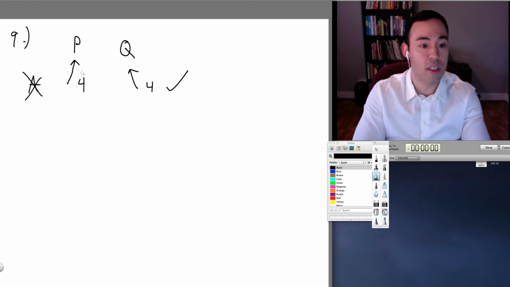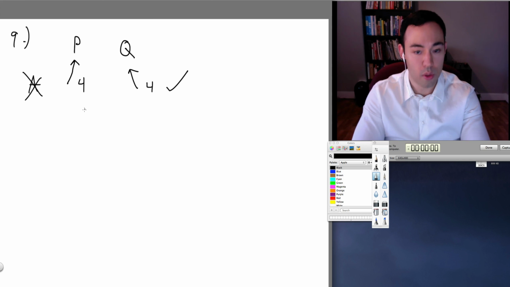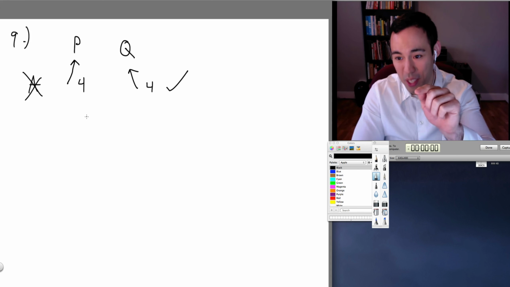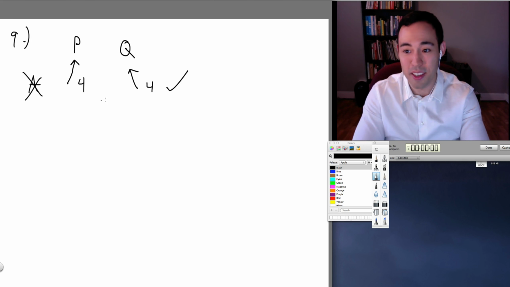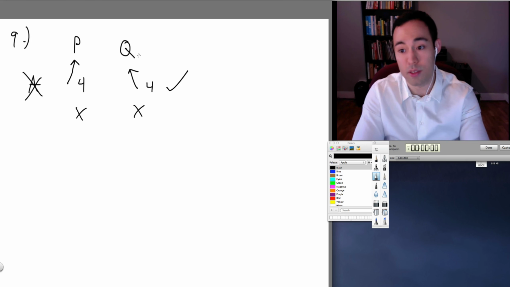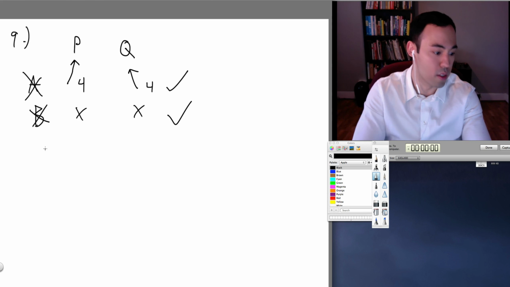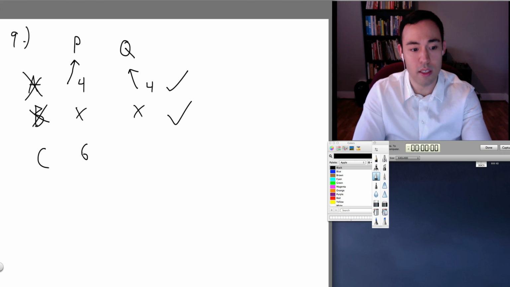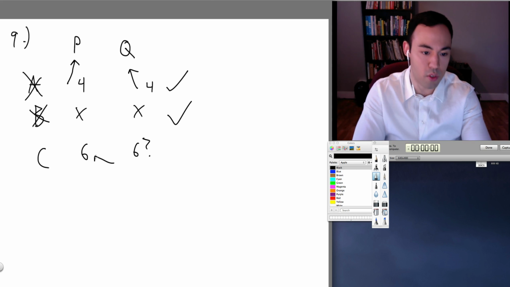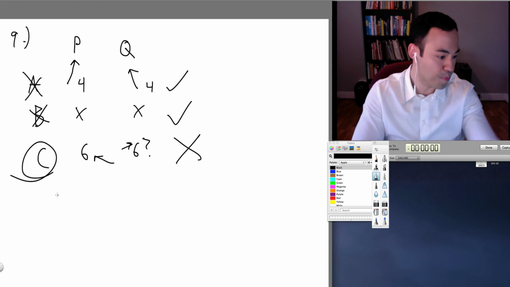B, 5 is in neither P nor Q. Well, if you've got a sock labeled 5 and it's not in P and that sock is not in Q, would it satisfy the condition that every sock in P is also in Q? Yes, that doesn't necessarily violate the condition. How about 6? Sock number 6 is in P, but it's not in Q. Does that satisfy the condition that every sock in P has to be in Q? No, it does not. And there's our answer.